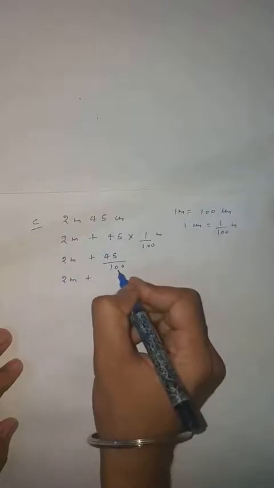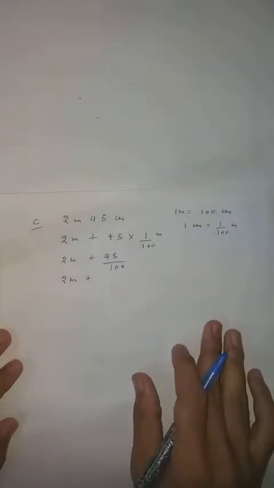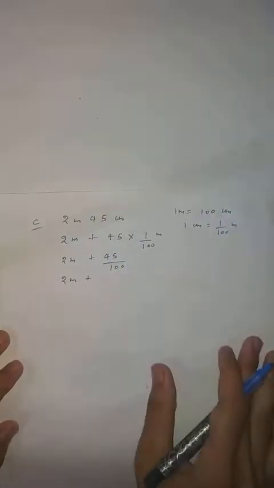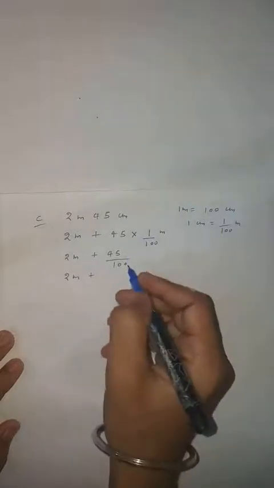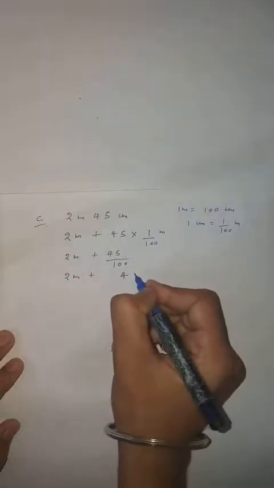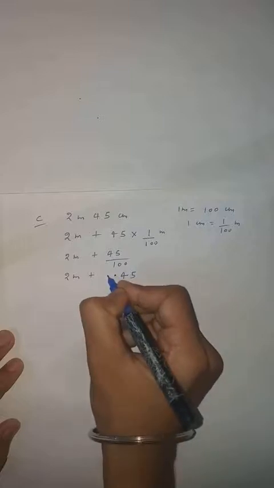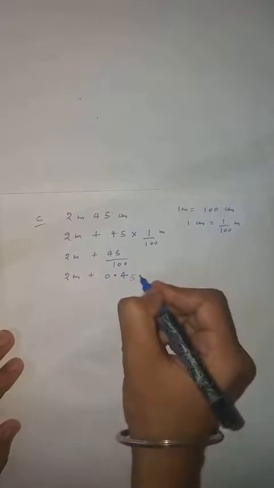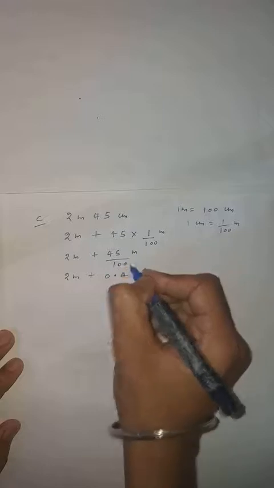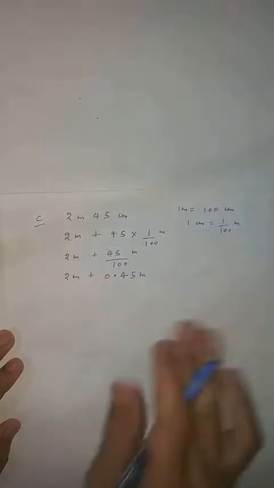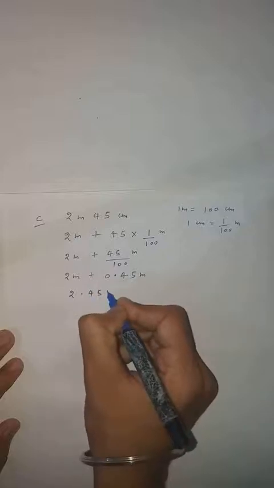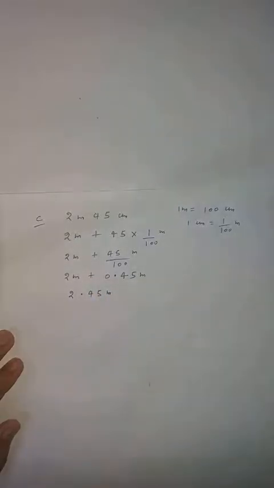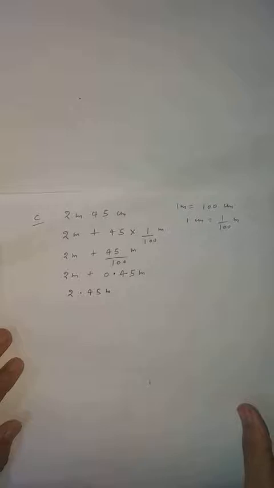You know that 45 is given. I think now you are familiar with how to use 45 divided by 100. It means after the decimal there will be 2 digits. So you will write down 45 and put the decimal here. So 2.45 meter is the correct answer. Clear student? I think this is clear. Now come to the next question.